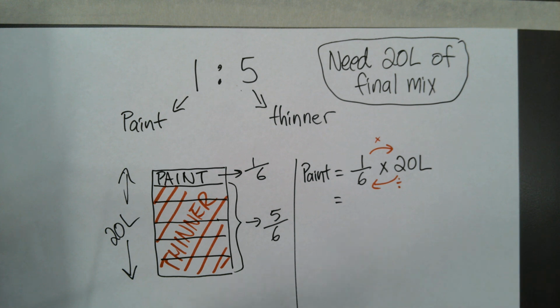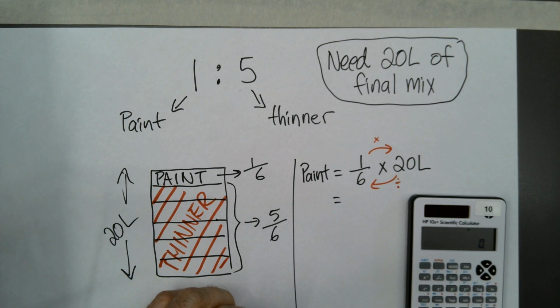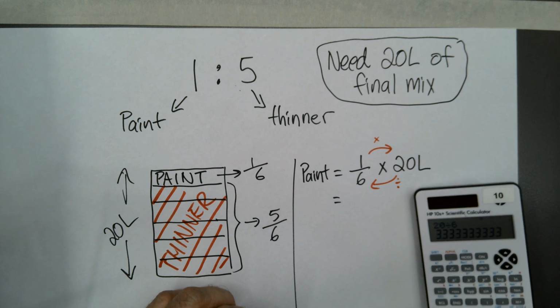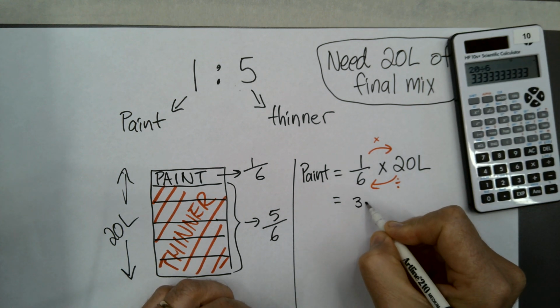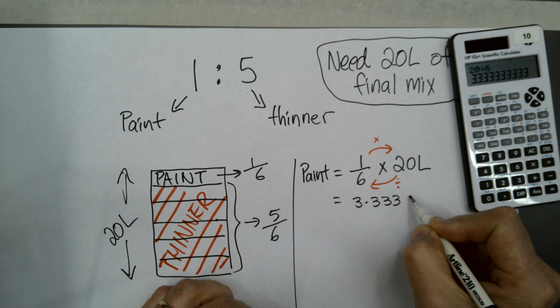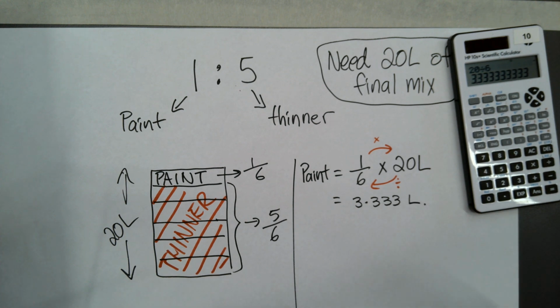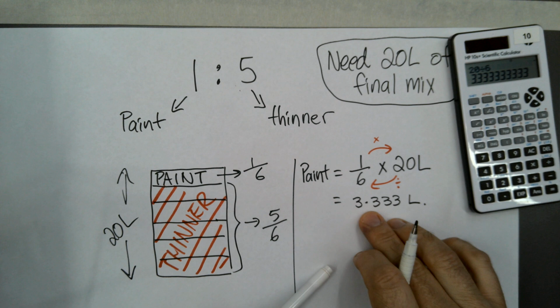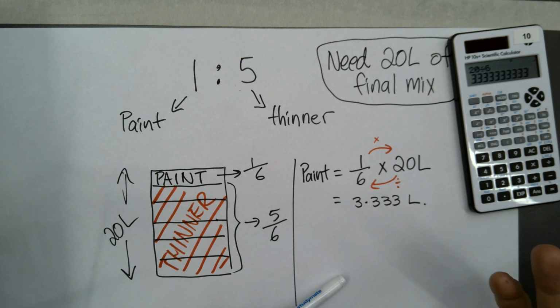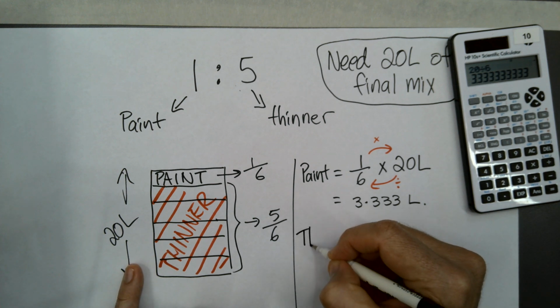Okay, so 1 times 20 is 20. 20 divided by 6, 3.333. Okay, now at that point you can just subtract that from 20 litres and that'll get you how much the thinner is, but let's just go through the process.